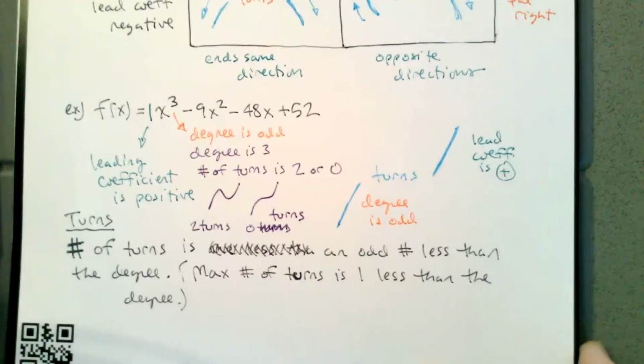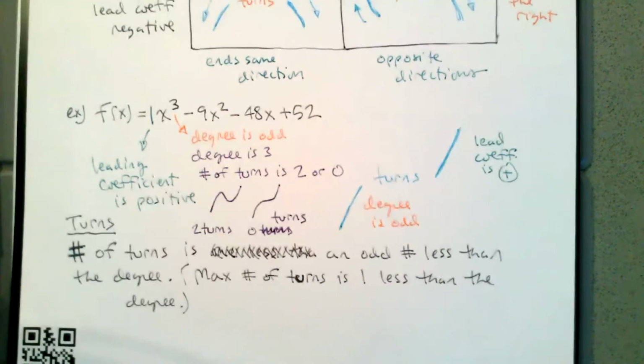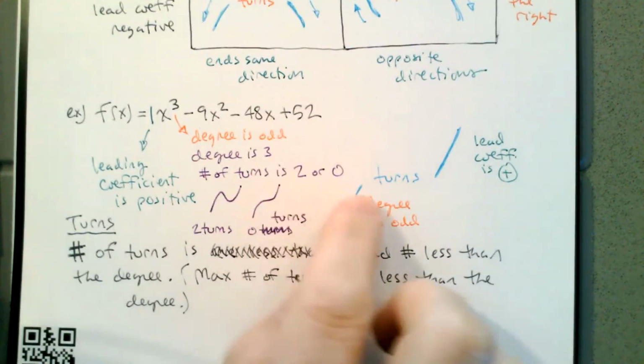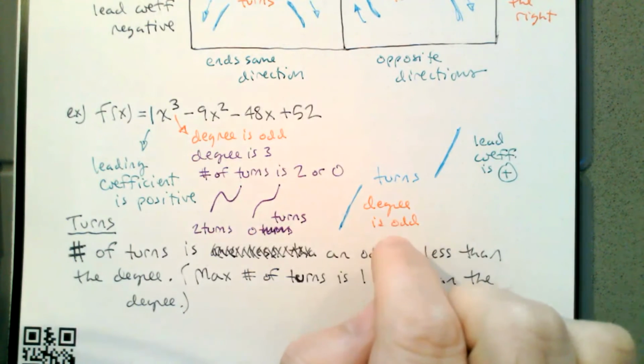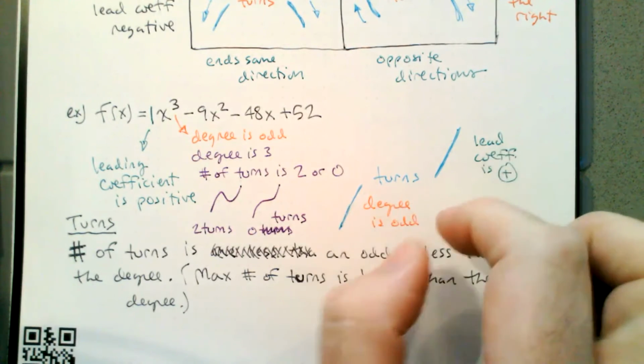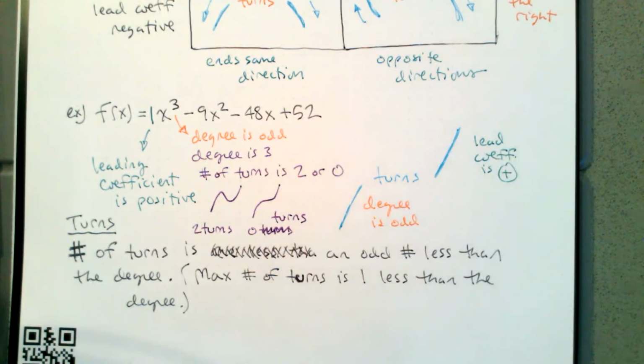So the reason that the number of turns has to be even for an odd degree polynomial is that the ends have to go in opposite directions. I couldn't have a graph make one turn and have the ends go in opposite directions. If we made a graph with one turn, then the ends have to go in the same direction. To get the ends going in opposite directions, we have to make an even number of turns.